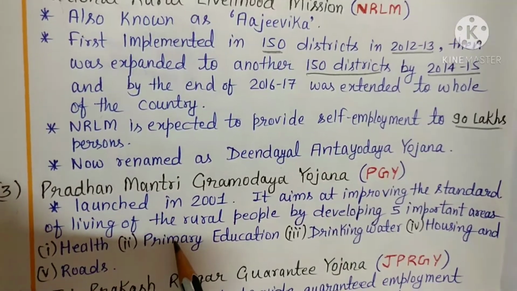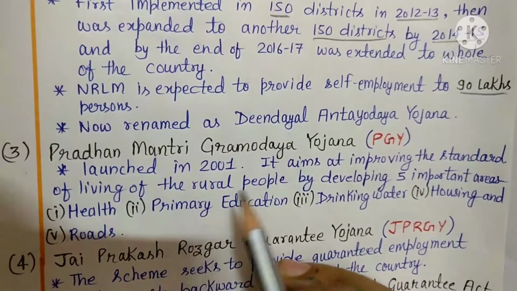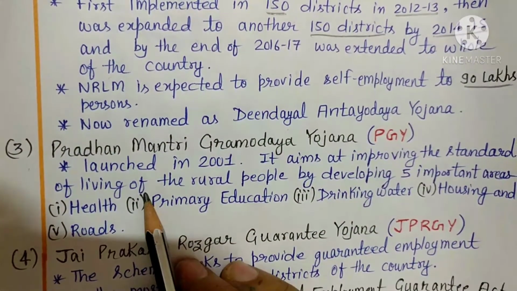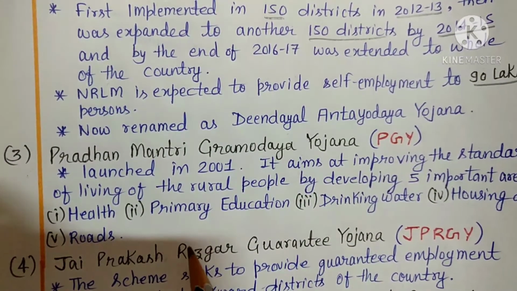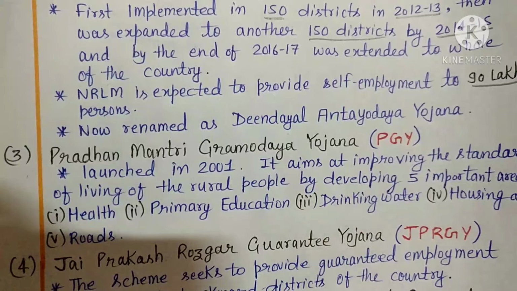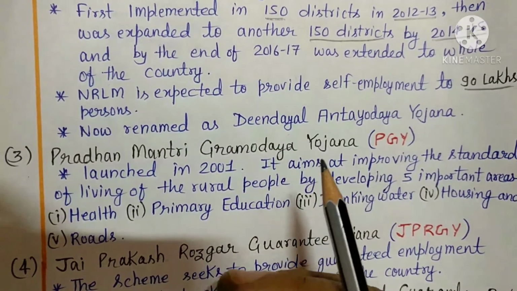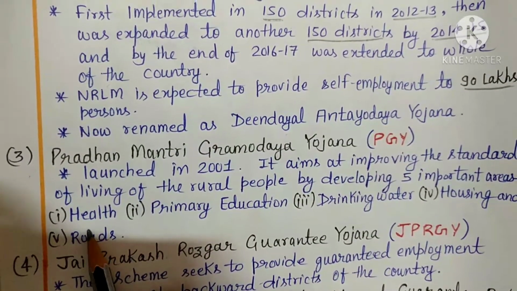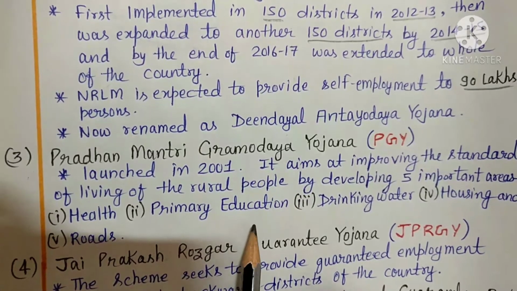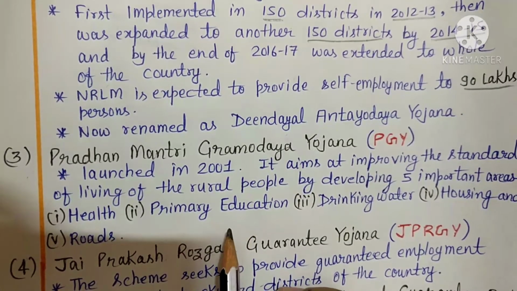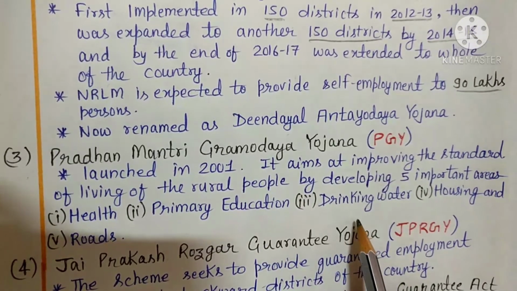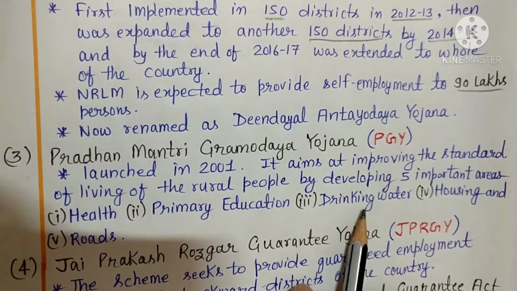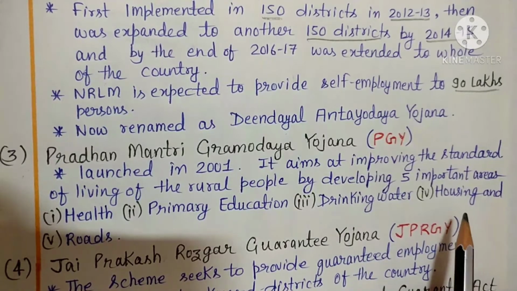Okay, then comes Pradhan Mantri Gramodaya Yojana, which is also known as PMGY. It was launched in 2001. It aims at improving the standard of living of rural people by developing 5 important areas. Now, which are the 5 important areas? First, health. Then primary education. If the people get education, definitely they will get more opportunities of employment. Then drinking water, so that they can improve their health. Then comes what? Housing. They need shelter.